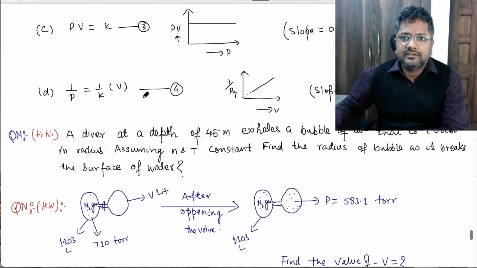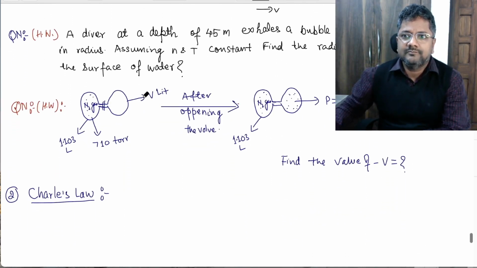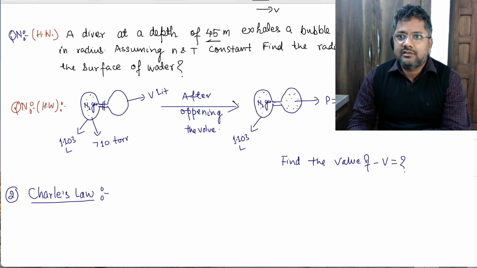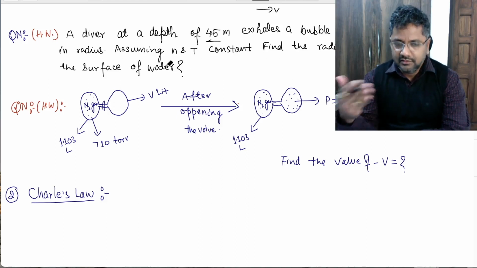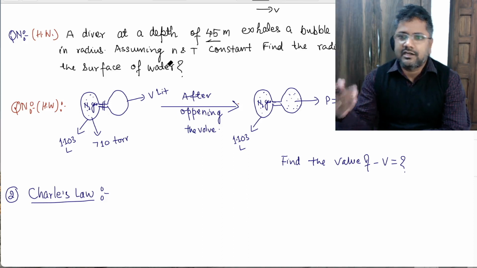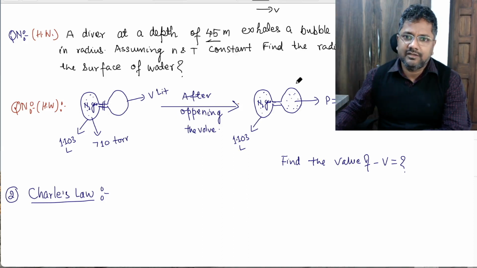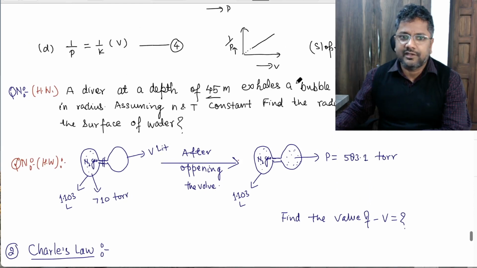Now see, this is homework for you people. A diver at a depth of 45 meters exhales an air bubble that is 1 centimeter in radius. Assuming N and T constant, find the radius of the bubble when it breaks the surface. Means at the surface of water, you have to find it and use the standard data when it is required.